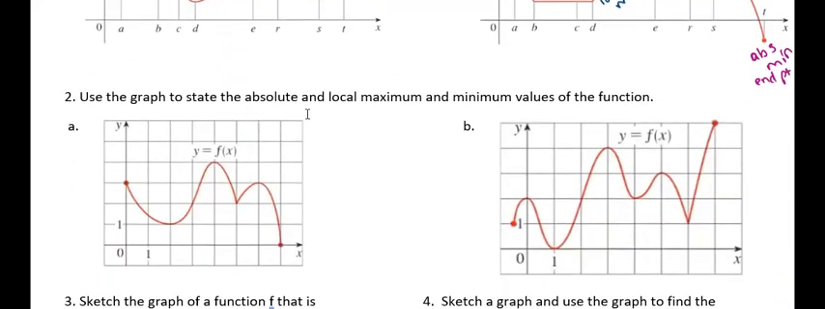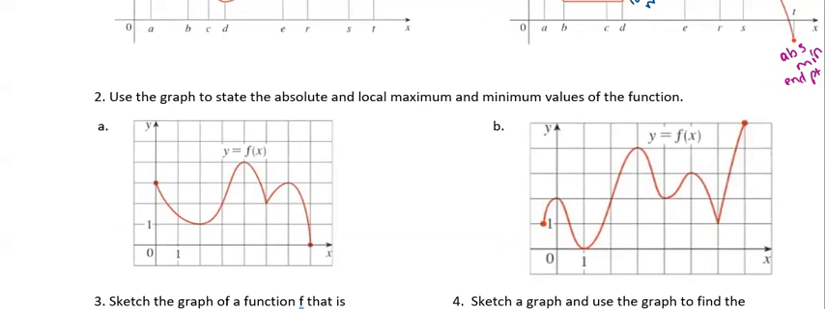Use the graph to state the absolute and local maximum and minimum values of the function. All right, well, let's see what we can figure out here. So we need to figure out our absolute max. And let me move this over so I have a little bit more space. There we go. We need to figure out our absolute min. We need to figure out our local max, and there could be more than one of those. And we need to figure out our local min. And there could be more than one of those.